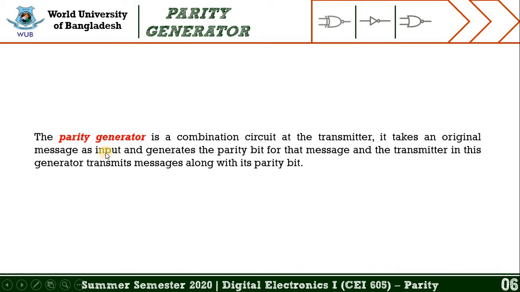Now from this slide we may learn what a parity generator is. So let's start. The parity generator is a combinational circuit at the transmitter. It takes an original message as input and generates the parity bit for that message, and the transmitter transmits the message along with its parity bit.